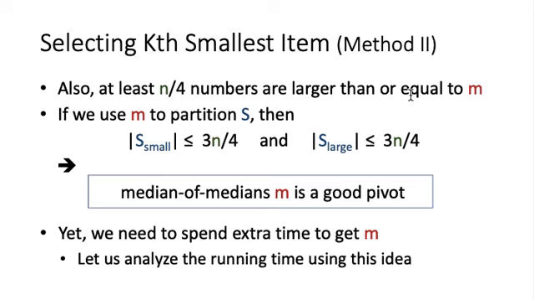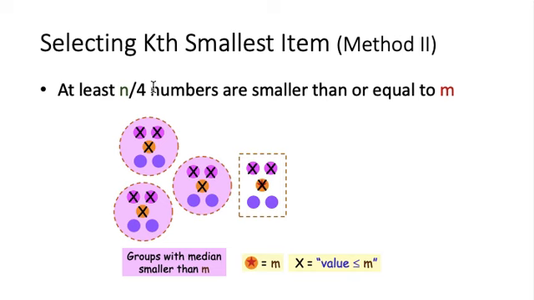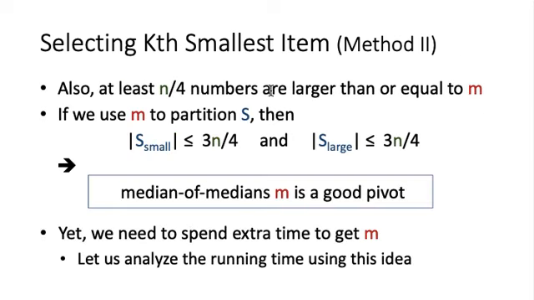Now these two facts, at least n over 4 numbers are smaller than or equal to M, and at least n over 4 numbers are larger than or equal to M, are good for M to be chosen as the pivot. It is because if we use M to partition S, then the size of S small cannot be too large, because we are guaranteeing that a lot of numbers are larger than or equal to M. So S small will have size at most 3n over 4.